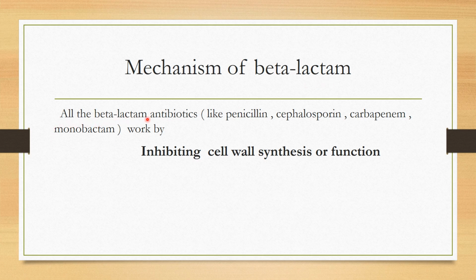All the beta-lactam antibiotics like penicillin, cephalosporin, carbapenem, and monobactams, they work by inhibiting the cell wall synthesis or function. It means that these beta-lactam drugs stop the synthesis of the cell wall of bacteria and thus control the bacteria.